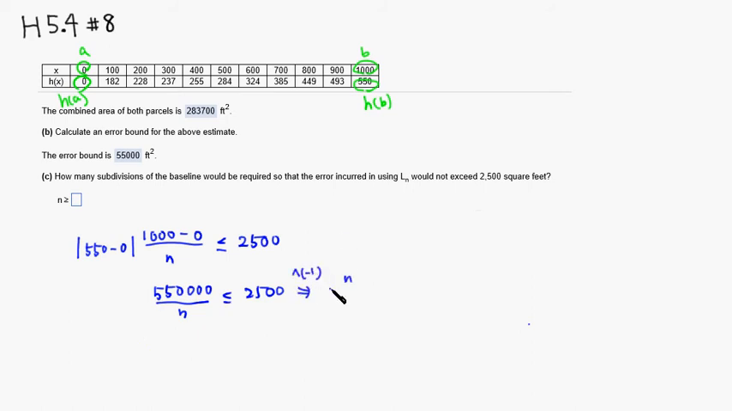Then we have n over 550,000 is less than or equal to 1 over, actually I messed that up, not so fast, 2500. Since we took the reciprocal, we have to change the direction of the inequality. Then we can multiply through by 550,000, so that n is greater than or equal to 550,000 over 2,500.